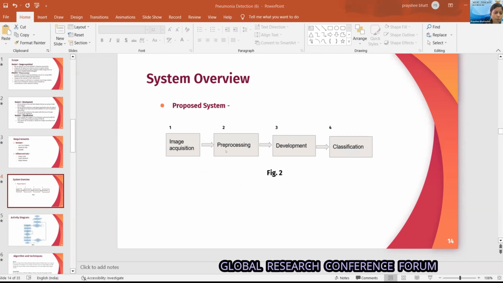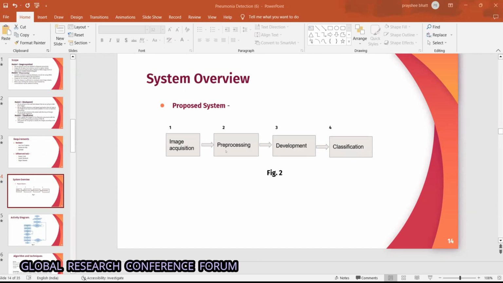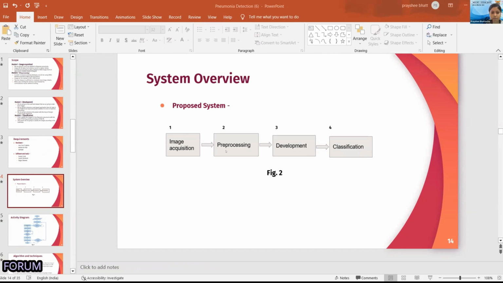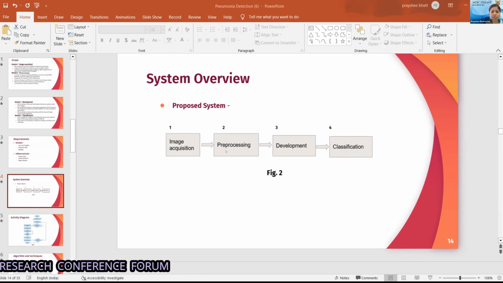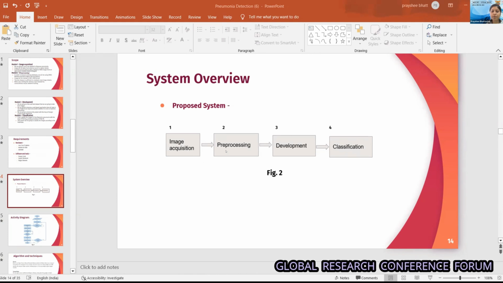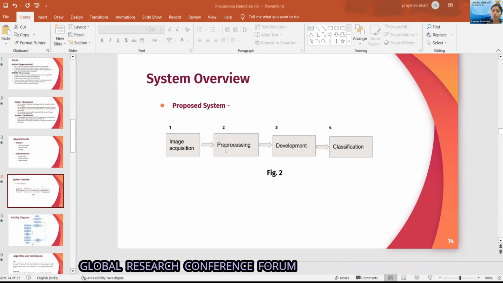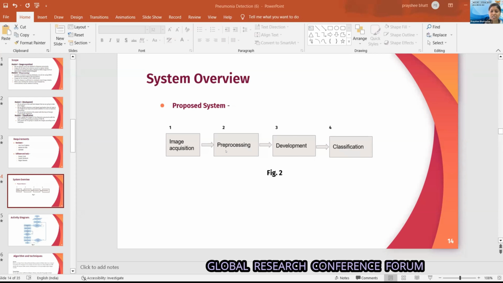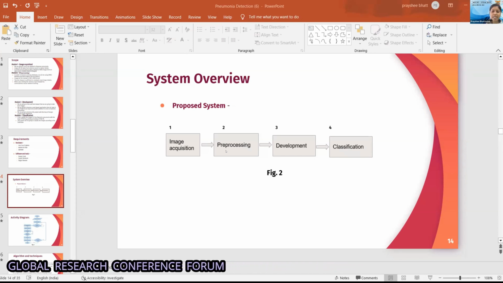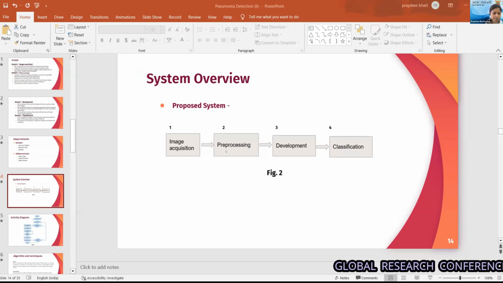Thank you for giving the opportunity. First, as Sir and Kritika told about the objectives and the reference papers, now the system overview. In that we can see the 4 processes which will be taking place in the project. First is the image acquisition. From that we have to first collect the image, or whatever photograph or X-ray image is there, from the data set, and then we have to pre-process. Pre-process means we have to extract features from the data, and then there will be the development, and further the classification will be done using the CNN model.